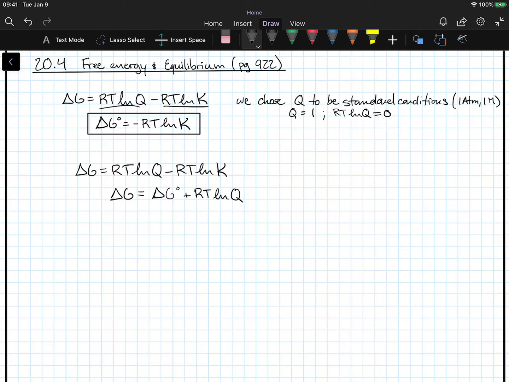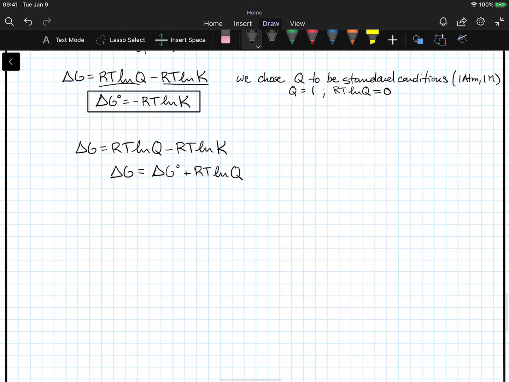And again, this is another really powerful equation, because what we have here is the standard free energy change, and then we have Q over here if we're not at standard conditions, so this will modify delta G naught. This whole term, RT ln Q, modifies delta G naught for non-standard conditions. So we're calculating delta G when we're not at standard conditions.